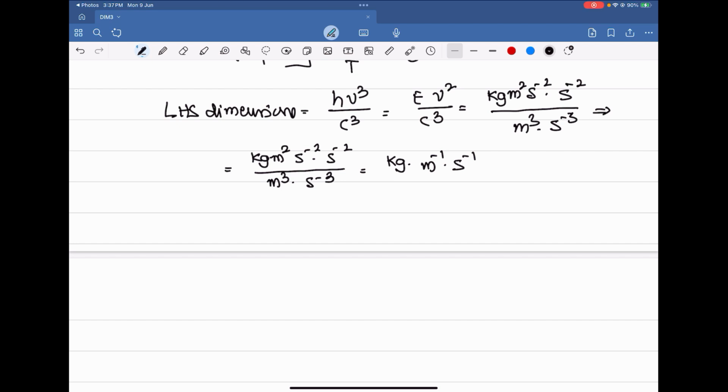Then ultimately we will get the dimensions of left hand side as kg per meter, with second to the power of minus 4 divided by second to the power of minus 3.